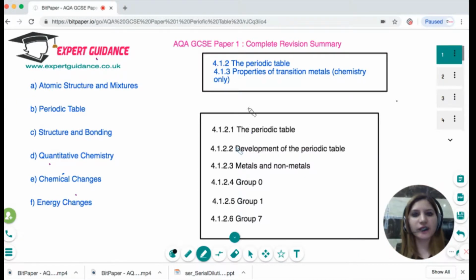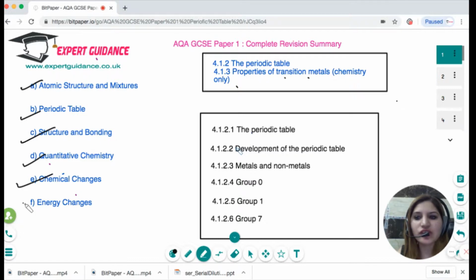Today in this video, we'll be covering the AQA GCSE Paper 1 chapter, the periodic table and the properties of transition metals. Just a reminder that you need to cover atomic structures and mixtures, periodic table, structure and bonding, quantitative chemistry, chemical changes, and energy changes for your Paper 1. In this video, we'll be focusing on the chapter periodic table.